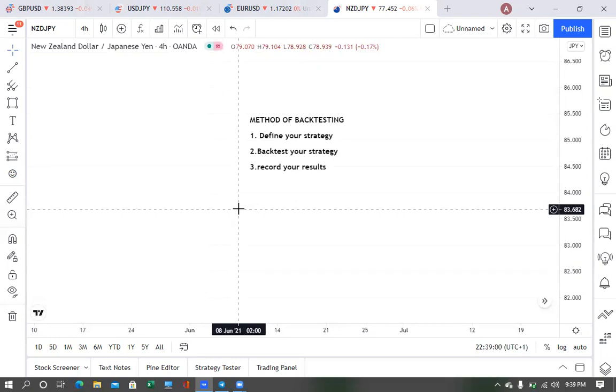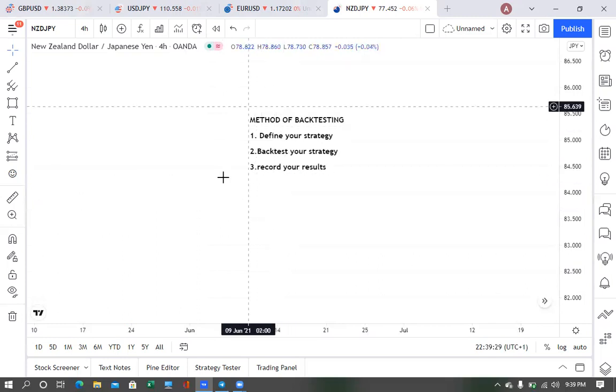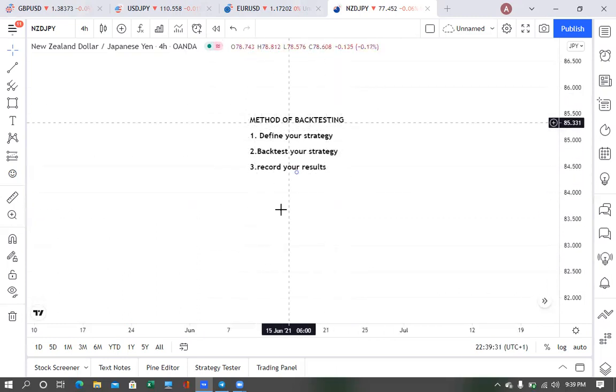If you get, let's say, 80% wins out of the 100 backtests, that means that strategy is good for you to use. But if you get 80% losses, that means that the strategy is not good for you to use in that particular market. So that is what we mean by record your results. Record the results that you are getting in your backtesting of your strategy.